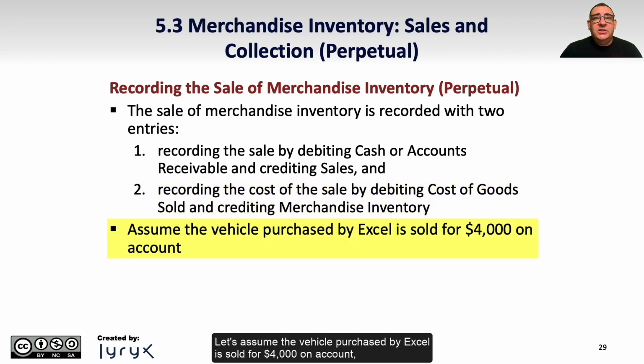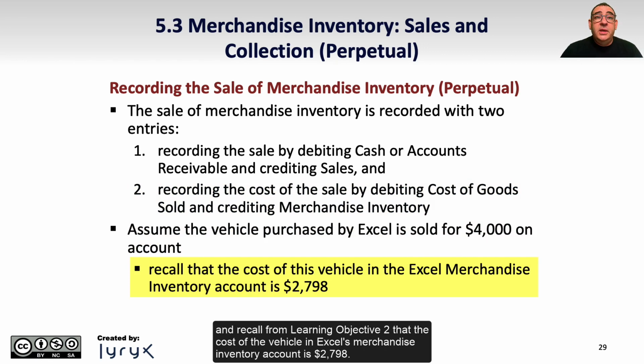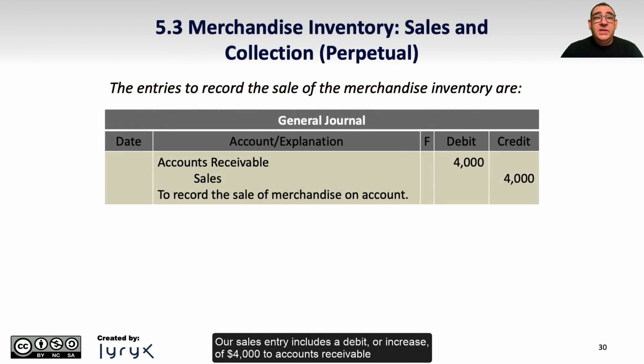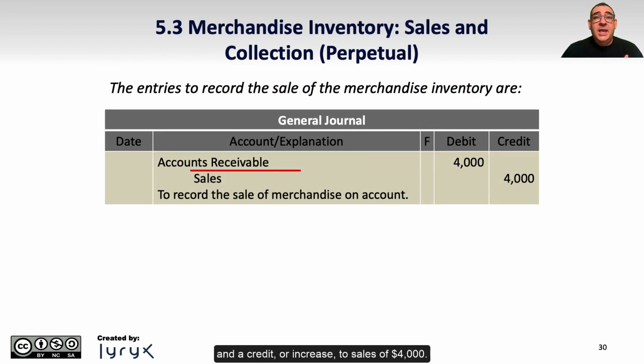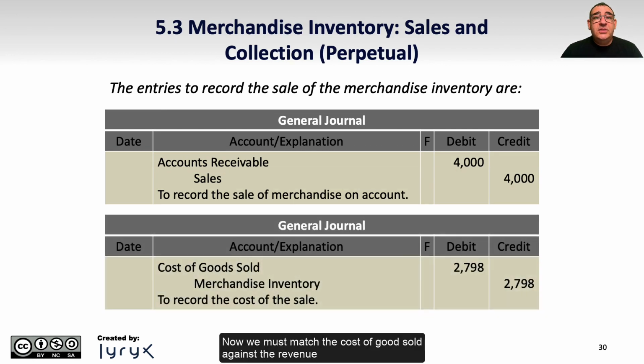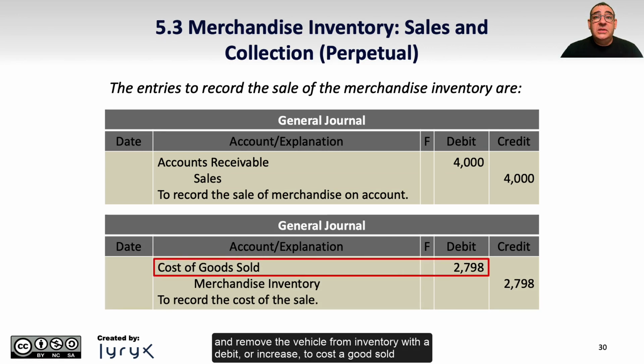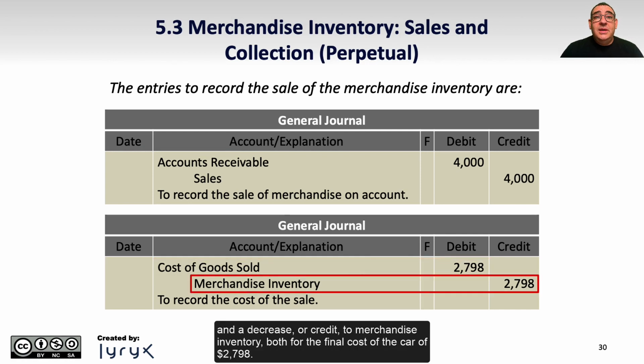Let's assume the vehicle purchased by Excel is sold for $4,000 on account, and recall from Learning Objective 2 that the cost of the vehicle in Excel's merchandise inventory account is $2,798. Our sales entry includes a debit or increase of $4,000 to accounts receivable and a credit or increase to sales of $4,000. Now we must match the cost of goods sold against the revenue and remove the vehicle from inventory with a debit or increase to cost of goods sold and a decrease or credit to merchandise inventory, both for the final cost of the car of $2,798.